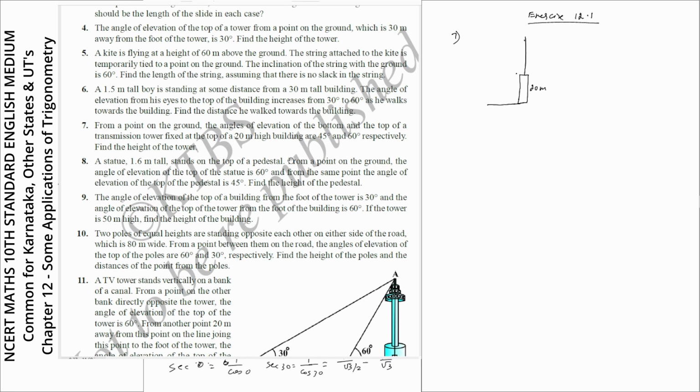the angle of elevation of the top of the tower and the bottom of the tower, this is the top of the tower, this is the bottom of the tower. So angles of elevation are 45 degree and 60 degree. So this is 60 degree. I'll mark this as A, this point as B, this point as C, this point as D. We should find the height of the tower, that is, what is the length of CD? That's the question.